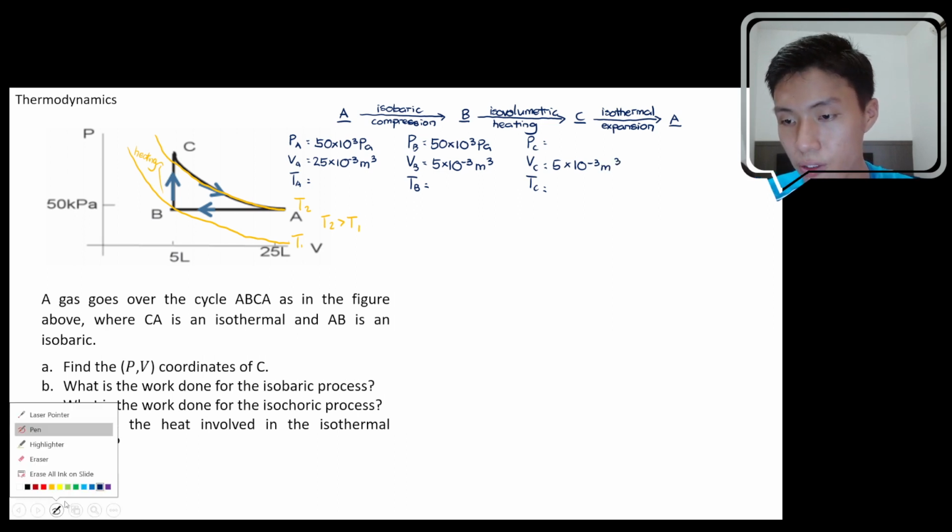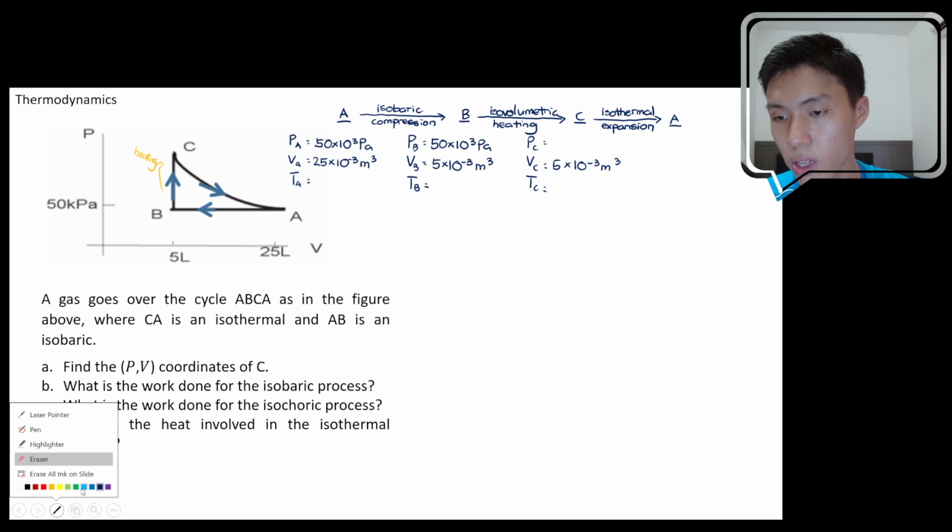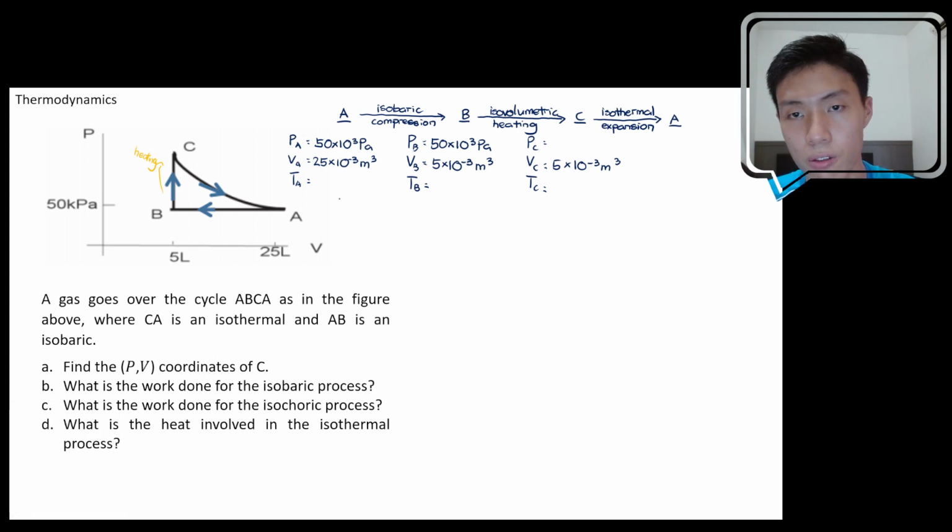Okay, so we have listed down the information that we know. Now what do we do? We relate between each process. What law can be used? Okay, from A to B, because pressure is constant.